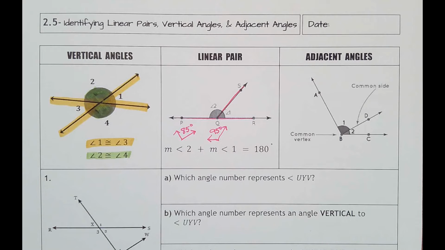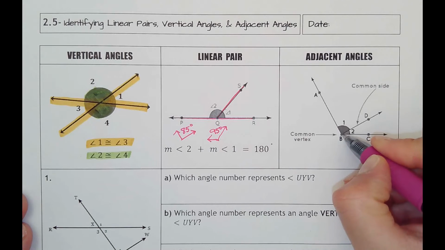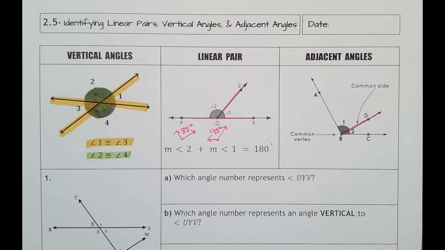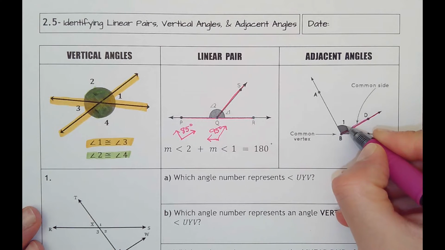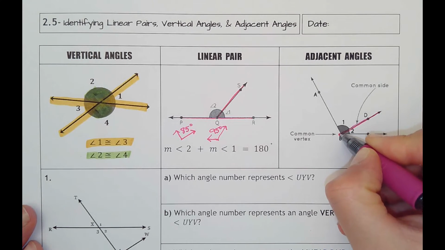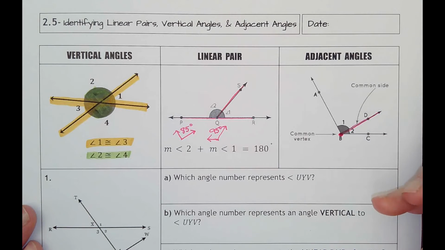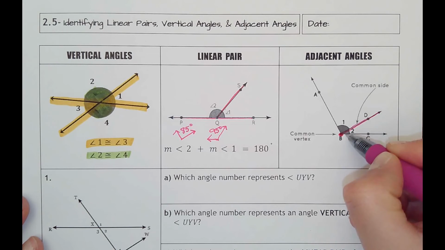And then the last one is adjacent. Adjacent means you're touching something. So these angles share this common side. It doesn't matter what the degree is. It does not matter. But what matters is you've got this angle 1 and angle 2 sharing a common vertex, which is the center point. And then they share this common side.